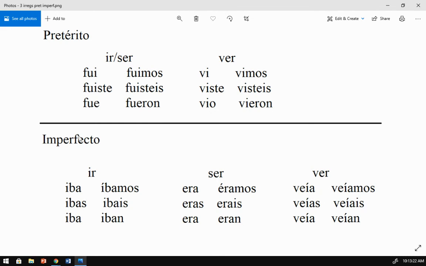Okay, so your assignment, and this is on Google Classroom, is 6 sentences. 1, 2, 3 in preterite tense. 1, 2, 3 imperfect. Okay, that's your assignment.